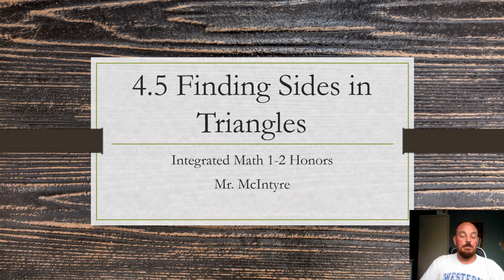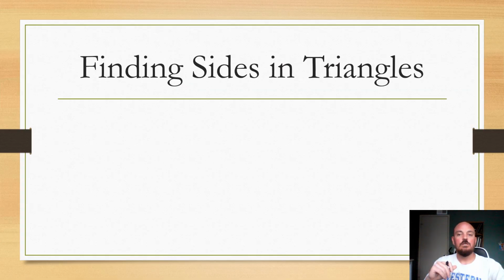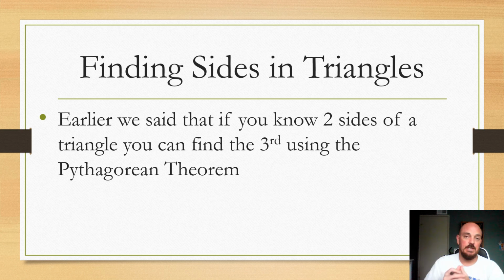Hi everyone. This is 4.5 part 2. In part 1 we learned a lot. We learned about what trigonometry is, we learned about SOHCAHTOA, opposite, adjacent, hypotenuse. Today we're going to take it one step further and we're going to use SOHCAHTOA to find missing sides in triangles. So let's start off really quickly by what we already know.